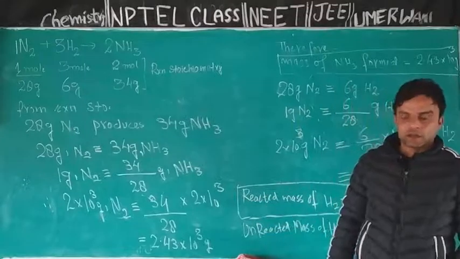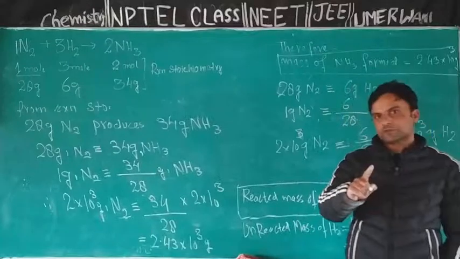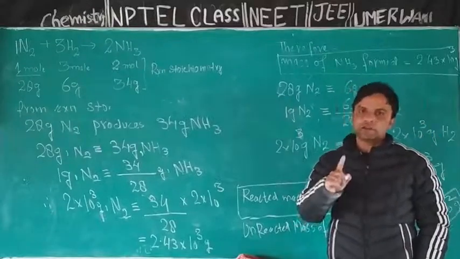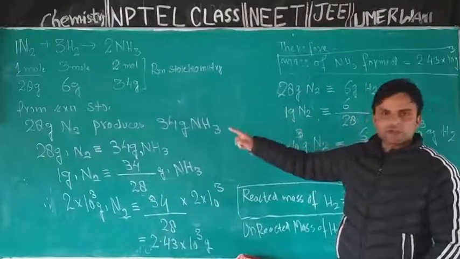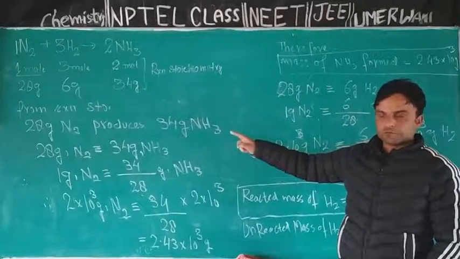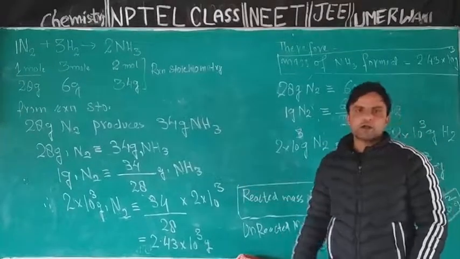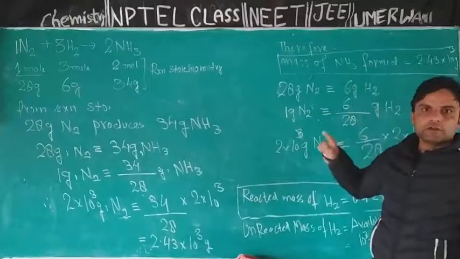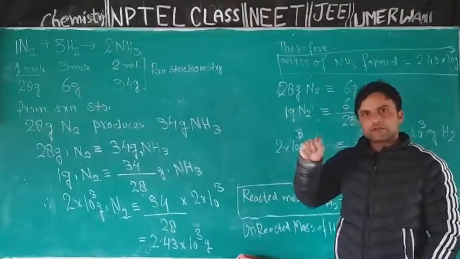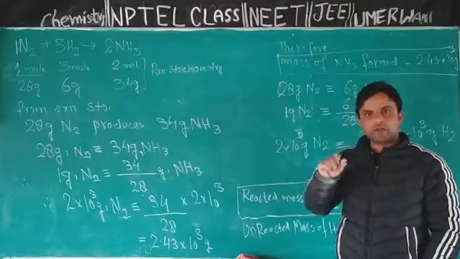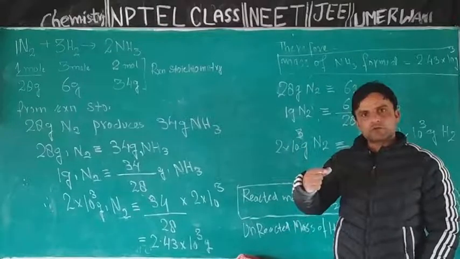unreacted. I said that any problem based on chemical reaction requires 2 ideas. First idea of reaction stoichiometry and second idea of limiting reagent. I first used reaction stoichiometry, and on basis of reaction stoichiometry I got that for this reaction dinitrogen is limiting reagent and dihydrogen is excess reactant.